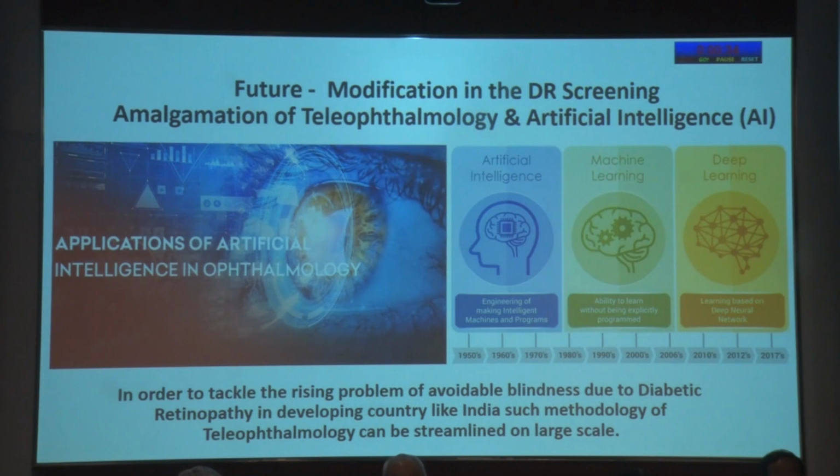In the further step, we have amalgamated artificial intelligence into the study. Now the next lot, we are using artificial intelligence, and in the near future, we are going to inculcate the use of machine learning and deep learning for more precise, accurate screening of these patients. So in order to tackle the rising problem of avoidable blindness due to diabetic retinopathy in a developing country like India, such methodology of teleophthalmology can be streamlined on a large scale.